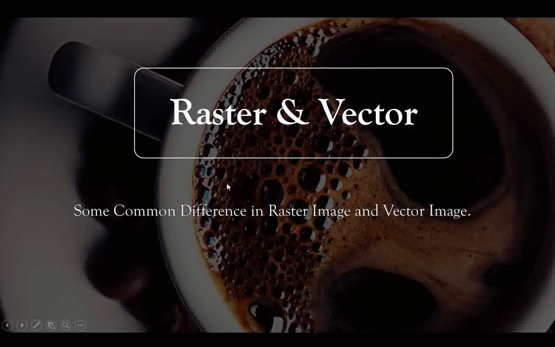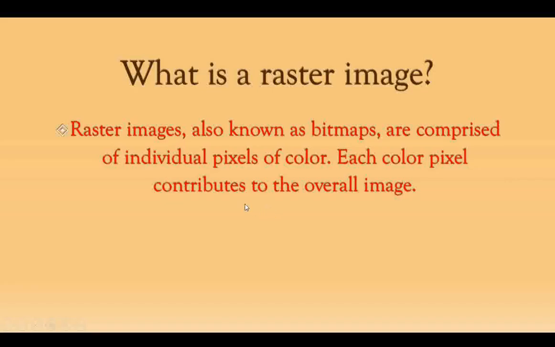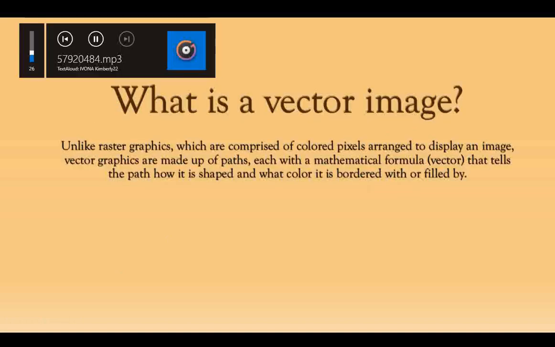Raster and vector: some common differences between a raster image and a vector image. What is a raster image? Raster images, also known as bitmaps, are comprised of individual pixels of color. Each color pixel contributes to the overall image. What is a vector image?